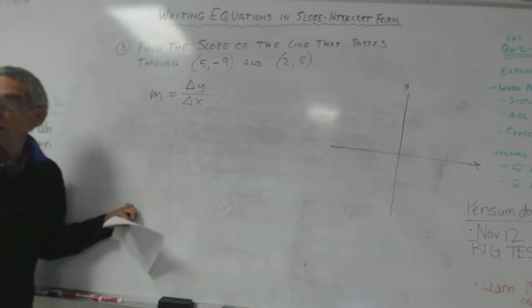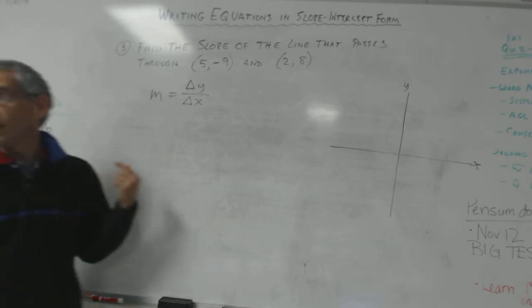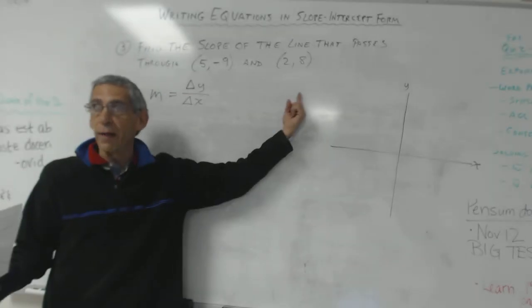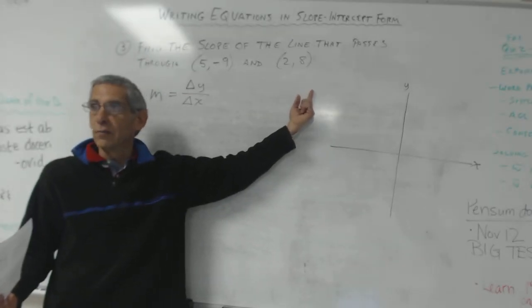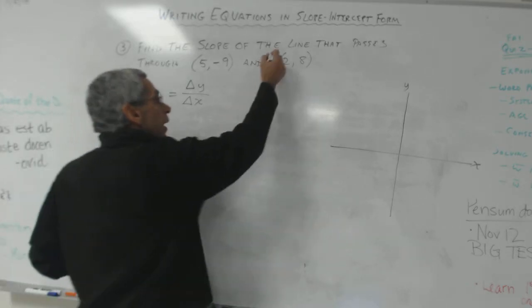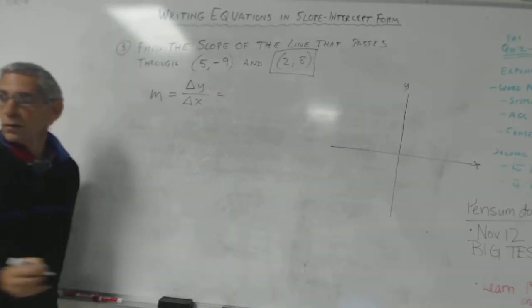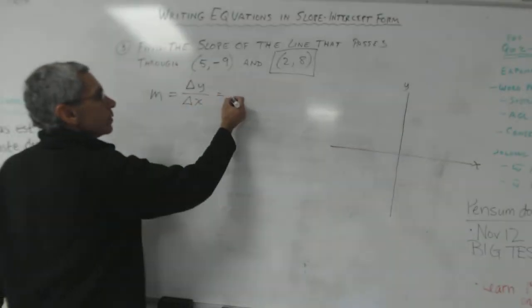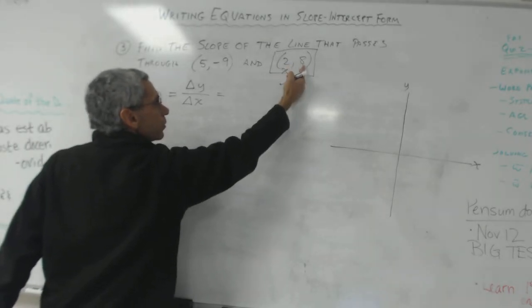You could put a box around one of them. I usually choose the one with the bigger y. That's just my habit, because I have a greater chance of doing something with a positive number than a negative. So I'm going to start with this one. I'm going to put a box around this, right? So I'm starting with this y. This is my x, this is my y.